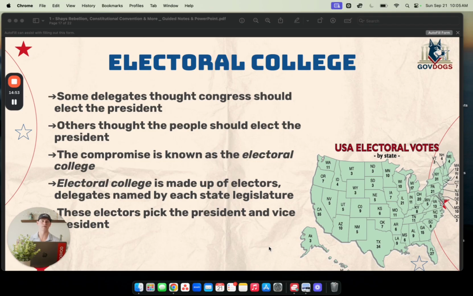So yes, the people do vote for the president. Based on that vote, the delegates or the electors will actually go ahead and put that vote in their state legislature. We're going to get into the Electoral College in a little bit more detail a little bit later on, but just know right now that this is part of one of those compromises that occurred during the Constitutional Convention.